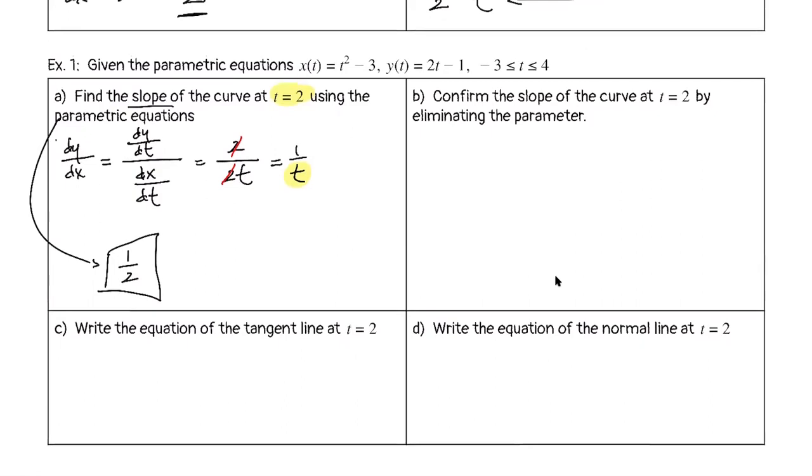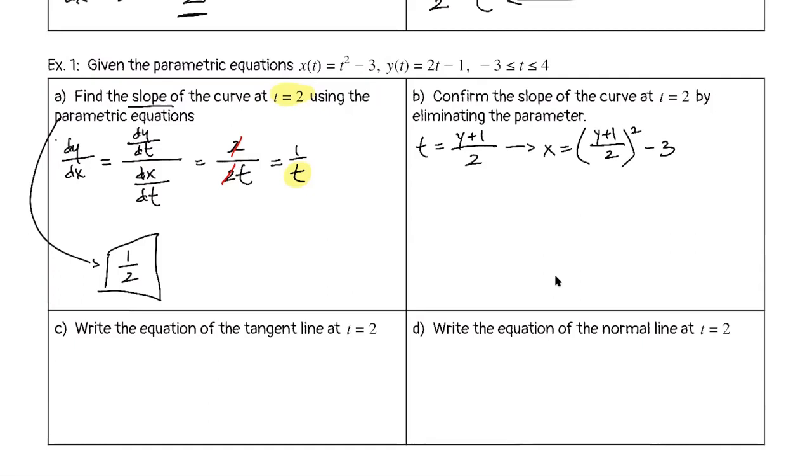So if I take the y equation and I solve for t, I'm going to get (y plus 1) over 2 because I add the 1 and then I divide by 2. And so everywhere I see a t in the x equation, that's what I'm going to go ahead and plug in. And so when I do that, I get x equals ((y plus 1) over 2) squared minus 3. Okay.